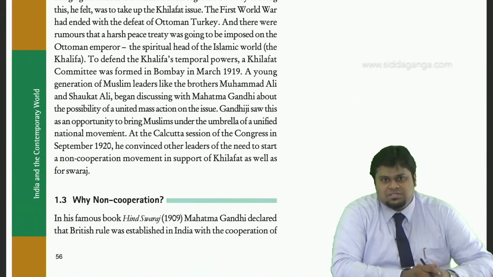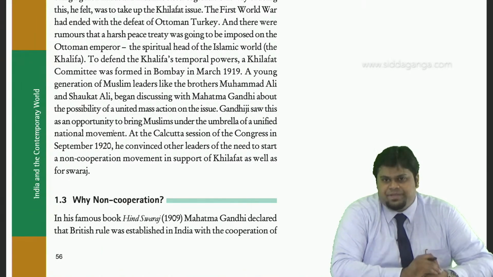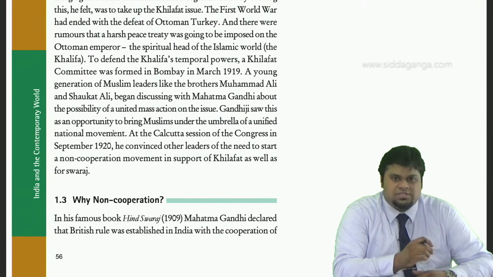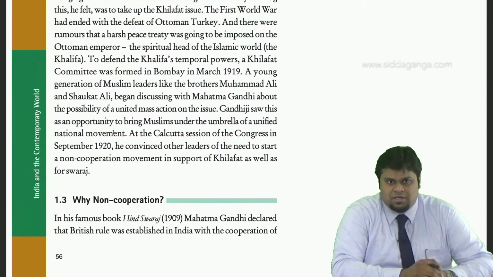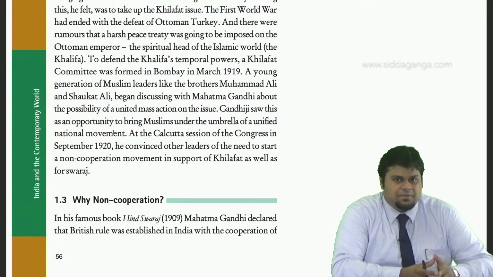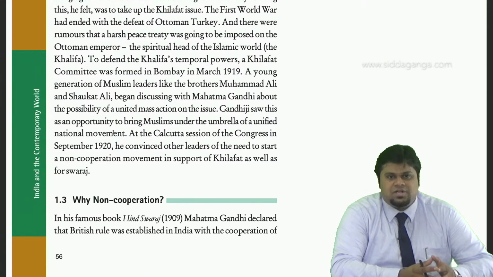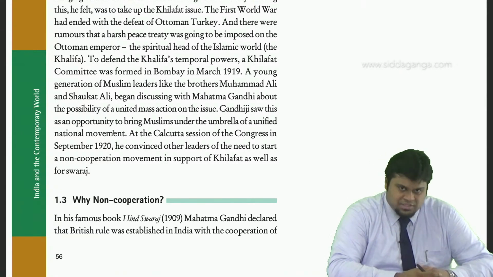And there were rumors that a very harsh peace treaty was going to be imposed on the Ottoman Emperor, who was the spiritual head of the Islamic world, the Khalifa. To defend the Khalifa's temporal powers, a Khilafat committee was formed in Bombay in March 1919, and a young generation of Muslim leaders like the brothers Muhammad Ali and Shaukat Ali began discussing with Mahatma Gandhi the possibility of a united mass action on this issue.